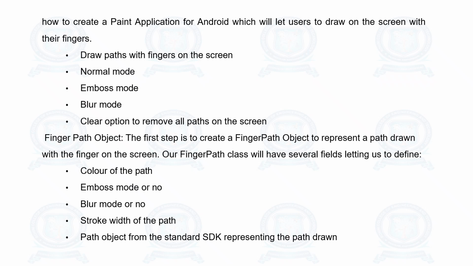Finger path object. The first step is to create a finger path object to represent a path drawn by the finger on the screen. Our finger path class will have several fields: the color of the path, emboss mode or not, blur mode or not, the stroke width of the path, and a path object from the standard SDK representing the path drawn.